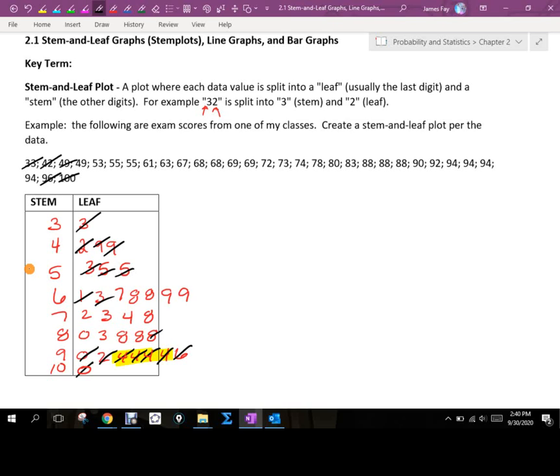The mode is always one of my pieces of data, but my median does not have to be, and neither does my mean when we talk about that. Okay. Is that okay with everybody? Can we do that?